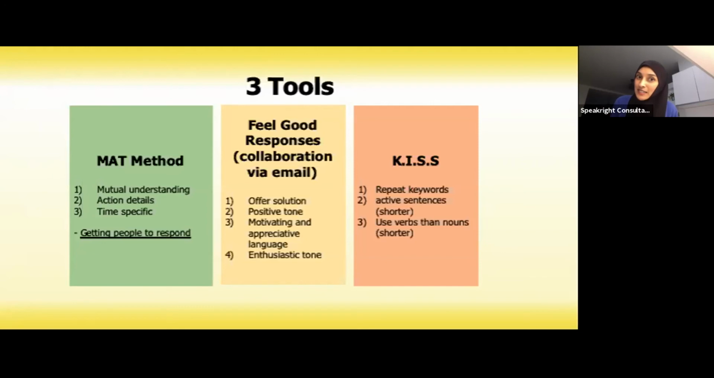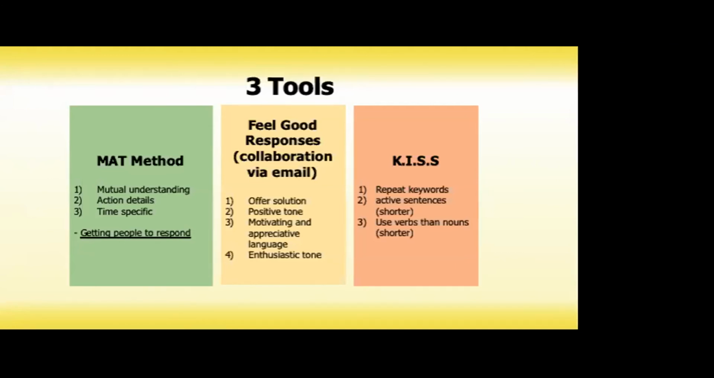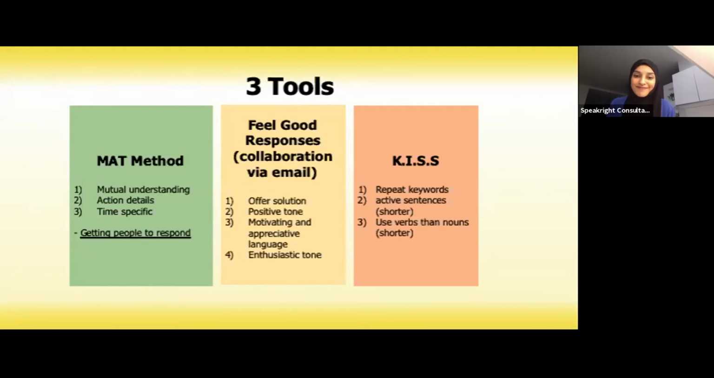Use active sentences because active sentences are shorter. Use verbs rather than nouns. With that, we have come to the end of our 3 tools for email in 60 minutes of learning. Back to you, Christopher.